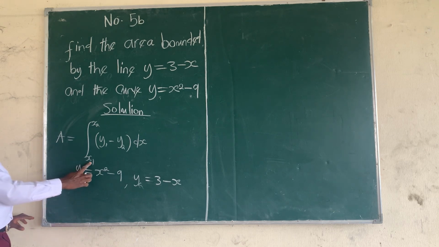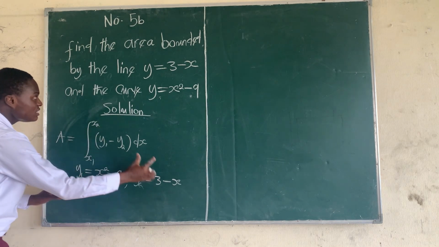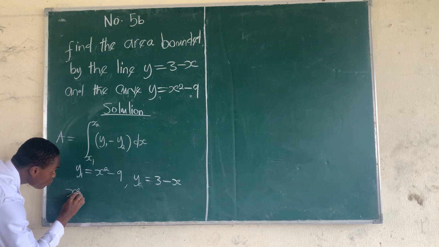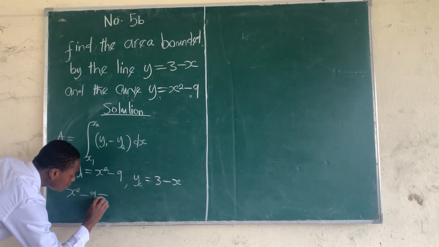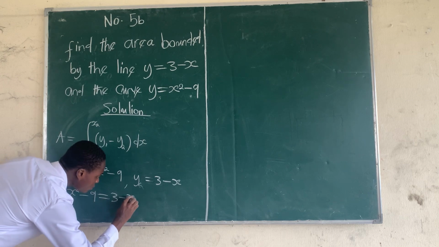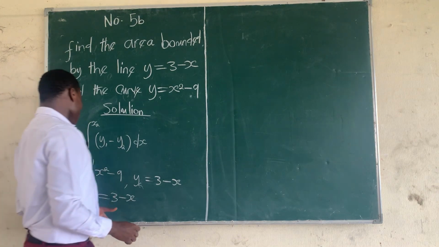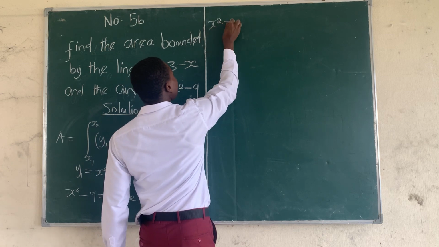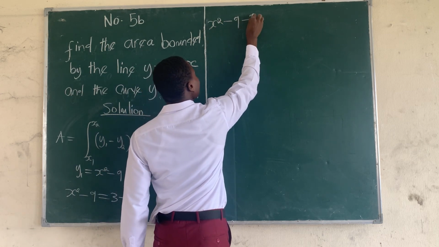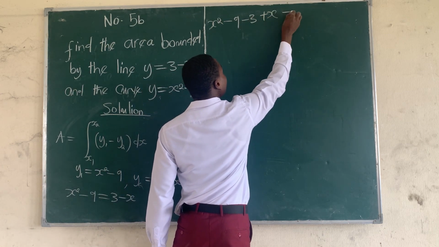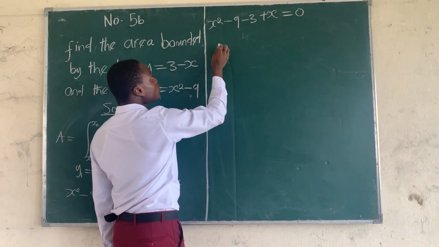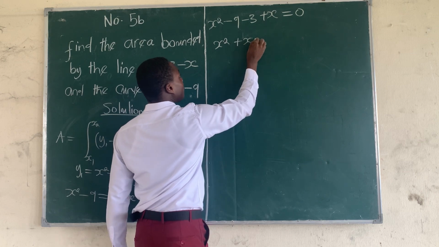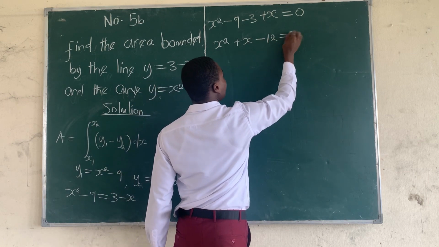So this is what we have. Now to find x1 and x2, we need to equate the line to the curve. So let's equate the line to the curve. We have x squared minus 9 being equal to 3 minus x. So let's send 3 minus x to the left hand side. We have x squared minus 9 minus 3 plus x being equal to 0. So what we have here is x squared plus x minus 12 being equal to 0.